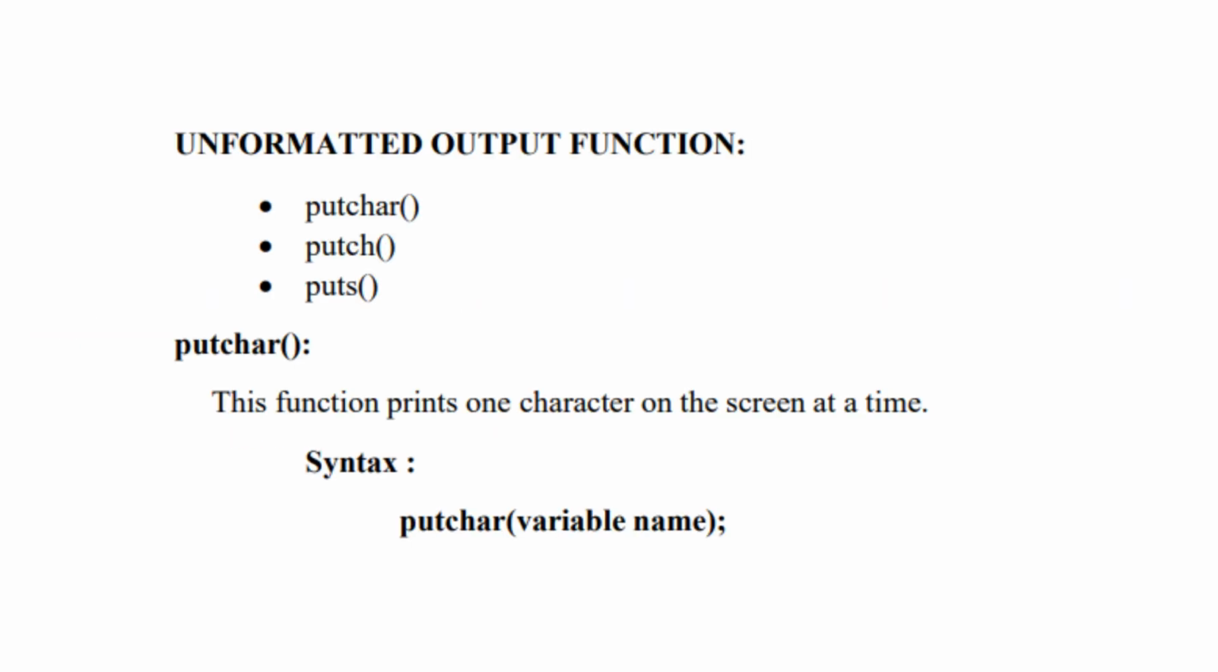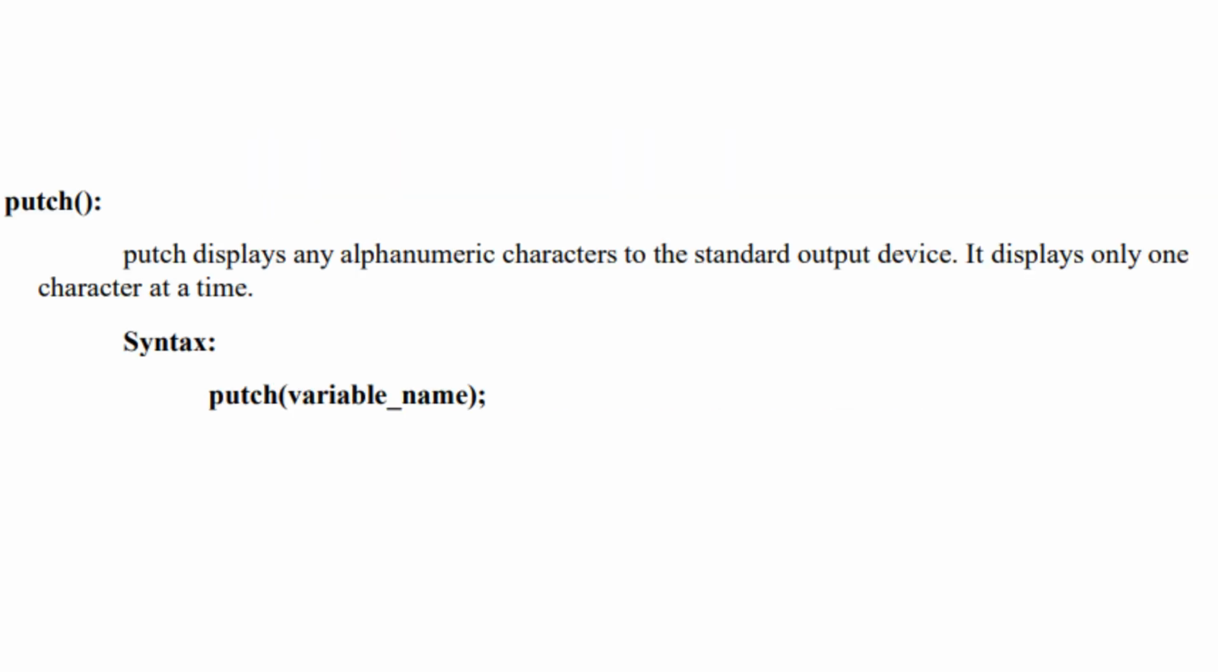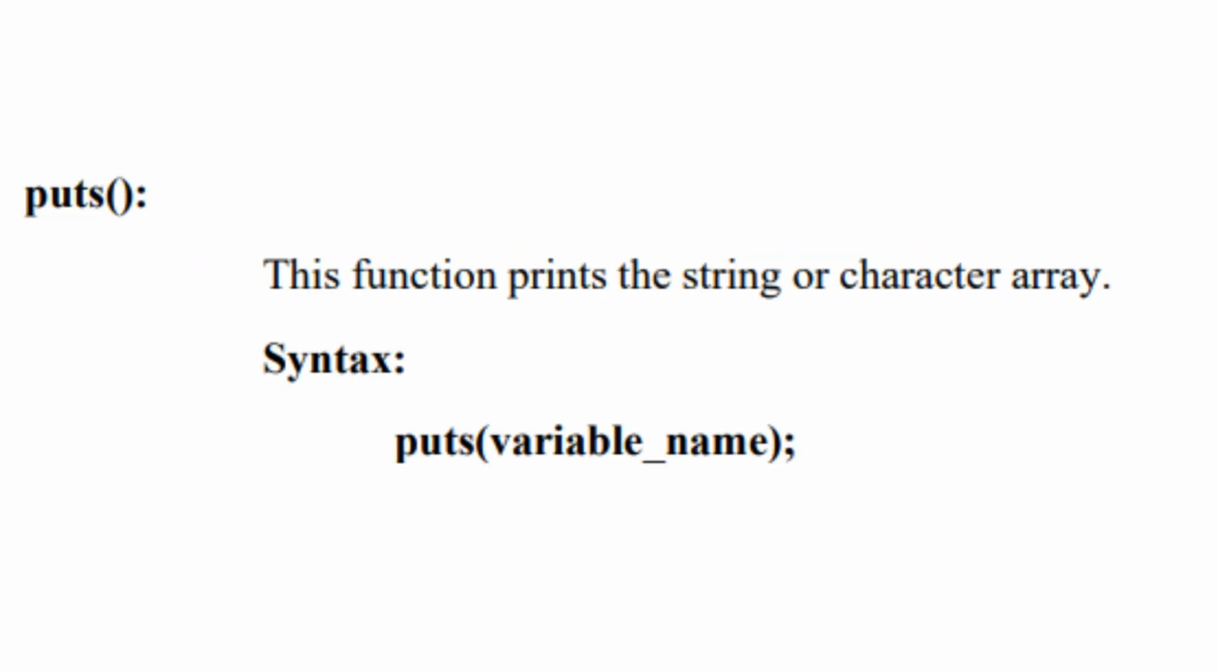Unformatted output functions: putchar, puts. putchar. This function prints one character on the screen at a time. putchar displays any alphanumeric character to the standard output device. It displays only one character at a time. puts. This function prints the string or character array.